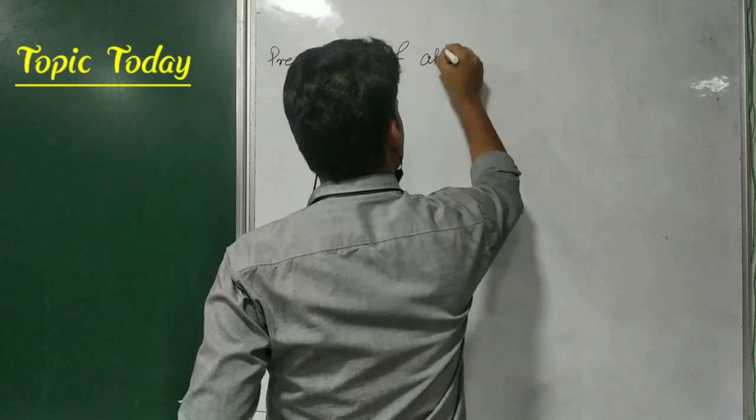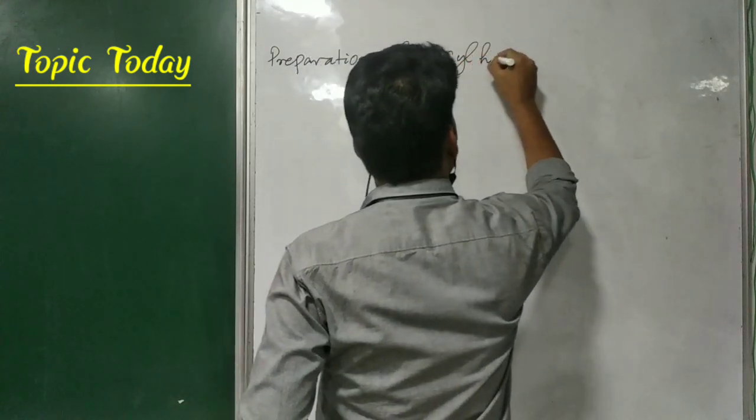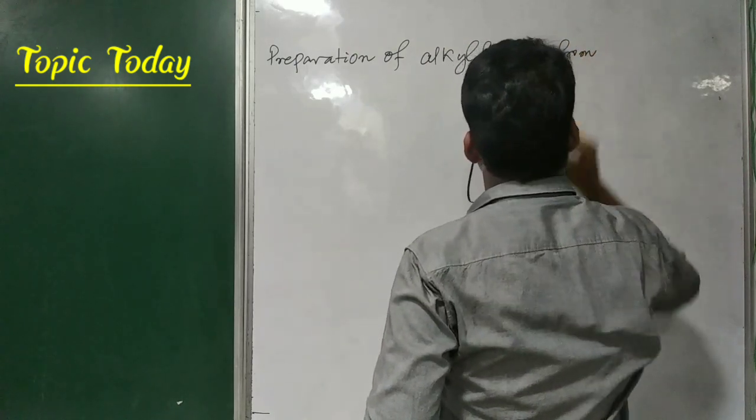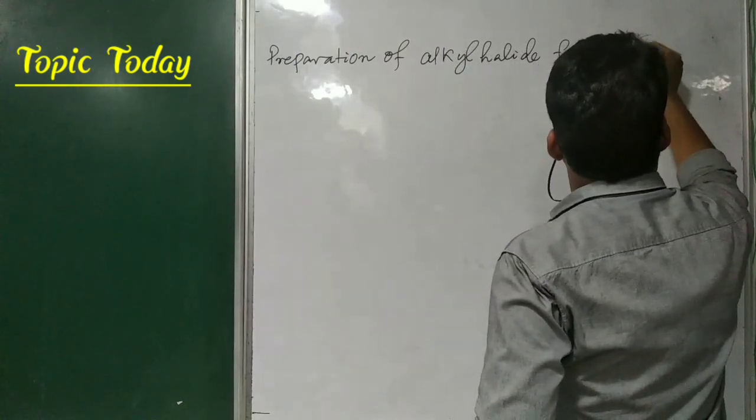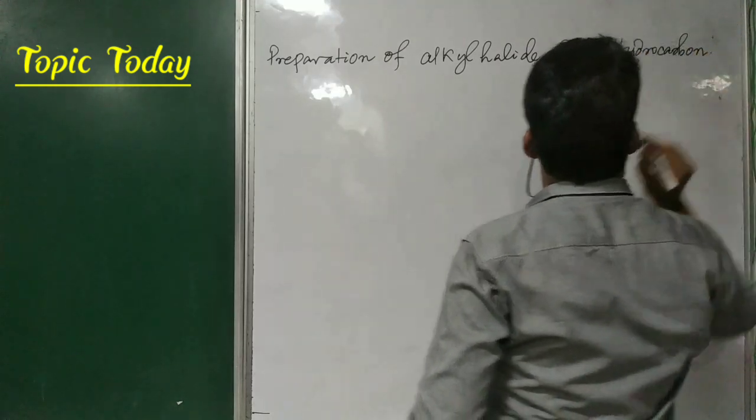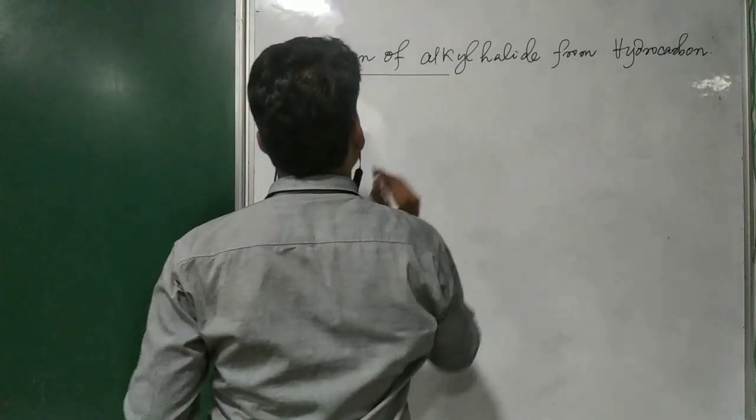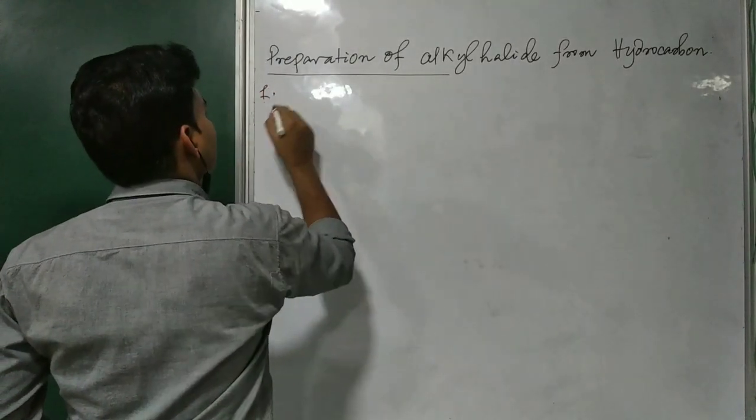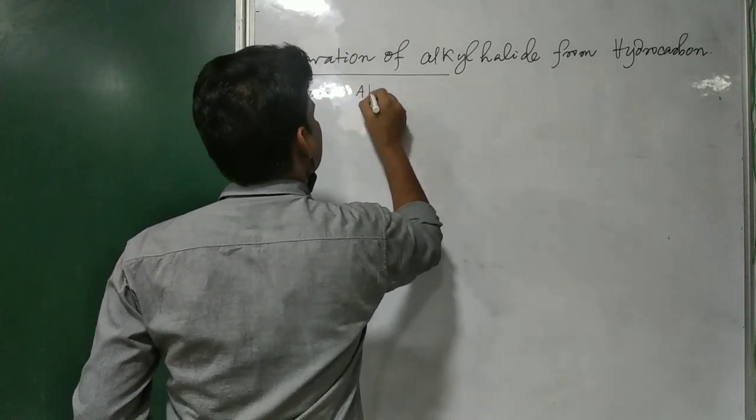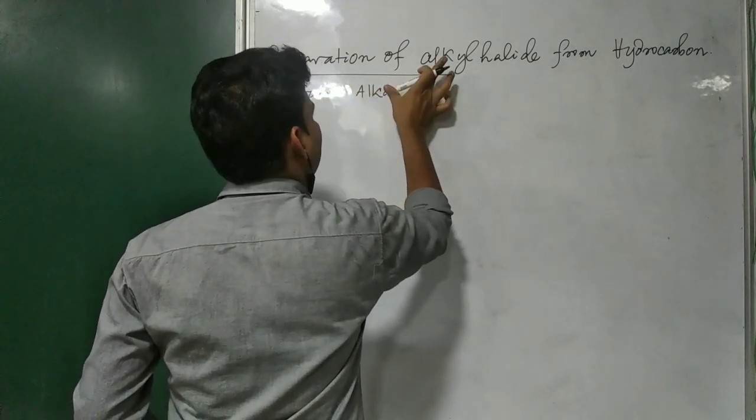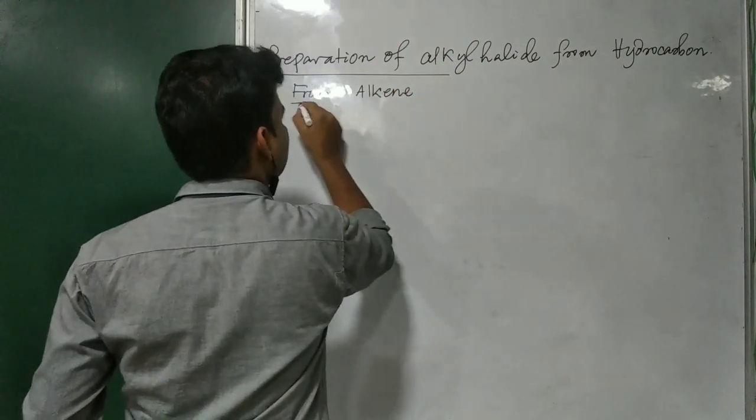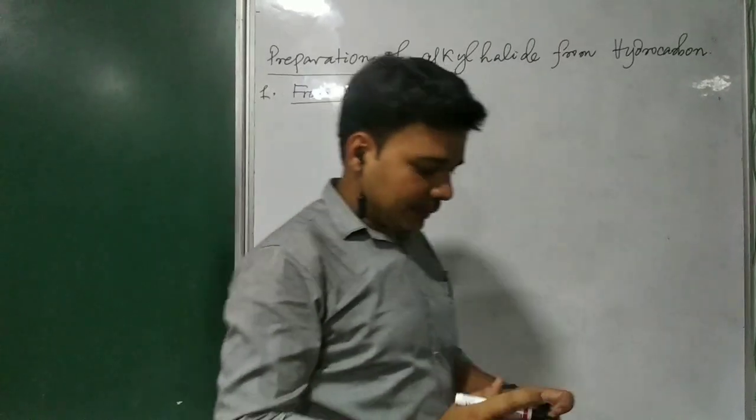Preparation of alkyl halide from hydrocarbon. First is from alkene. Okay. After alkene, we will know the method from alkane. This is from alkene. Let us know first.